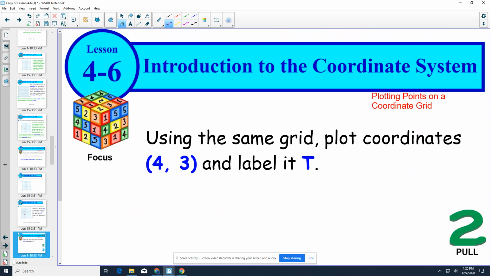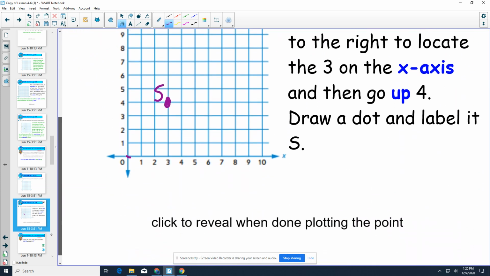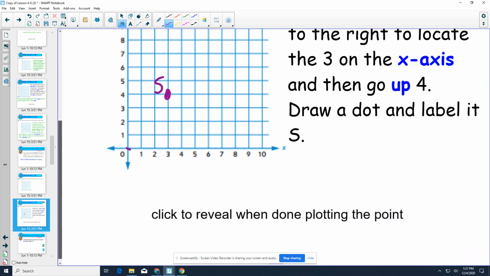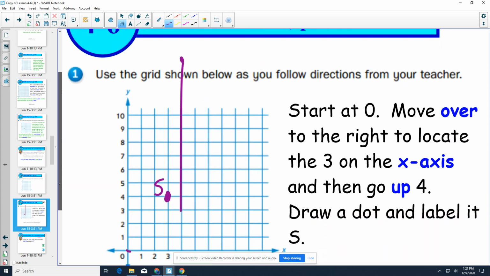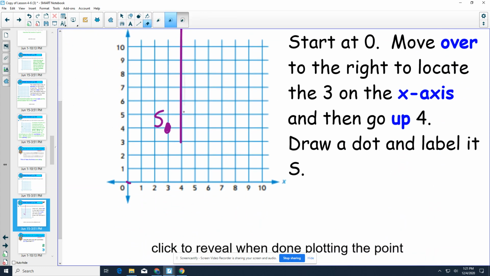Okay, now it says using the same grid, plot coordinates 4, 3, and label it T. So again, pause the video and do that. So over 4, up 3. Oops. Don't want to have that long line on there. So over 4, up 3, label it T.